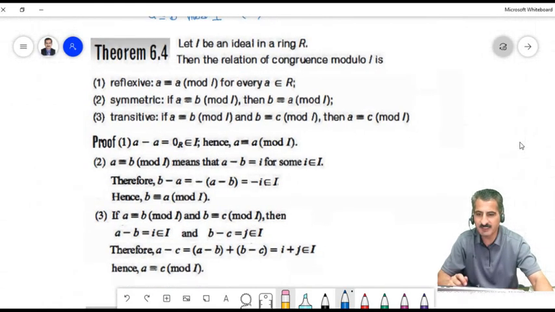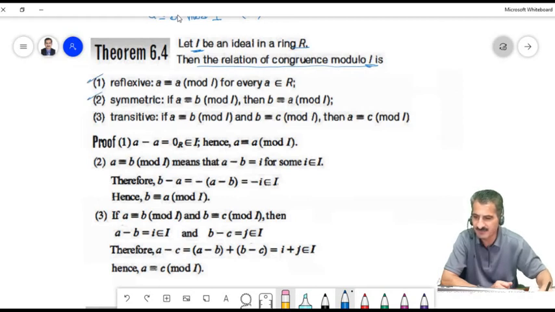Let I be an ideal in the ring R. Okay, here we go, I in the ring R. And then the relation of congruence modulo I, this is what I have talked about, is reflexive, symmetric, and transitive. Let's do the proofs quickly.